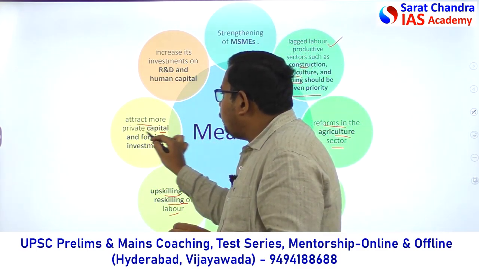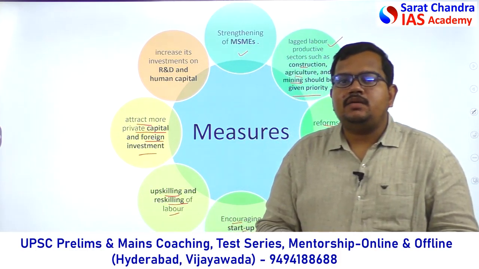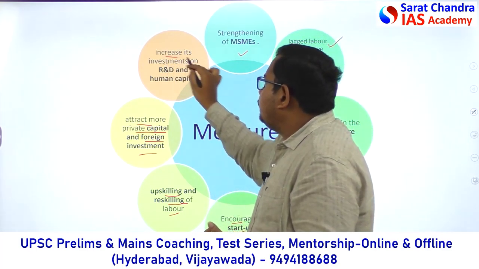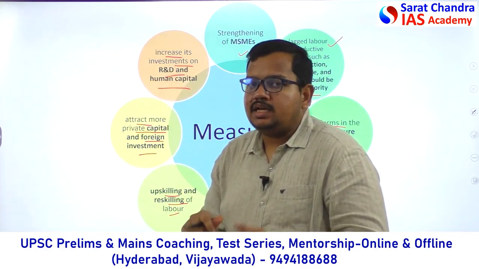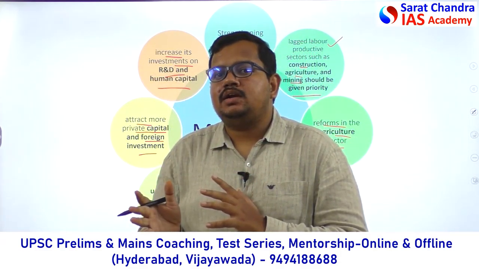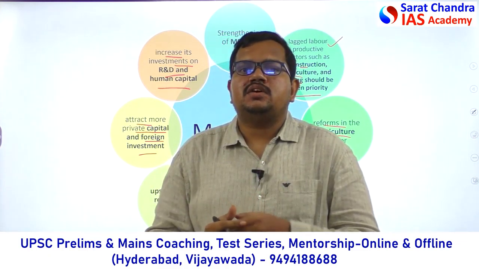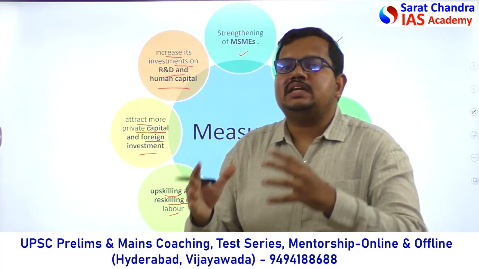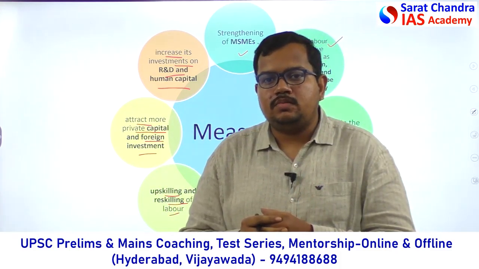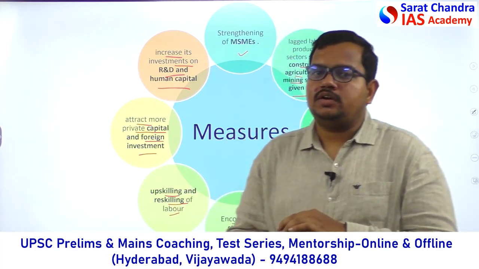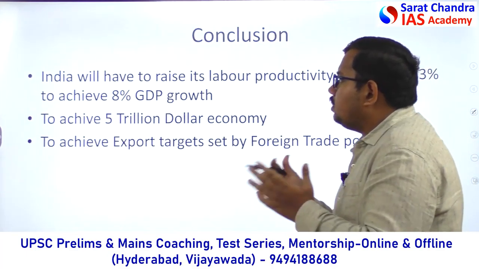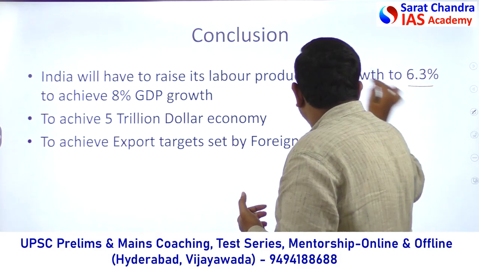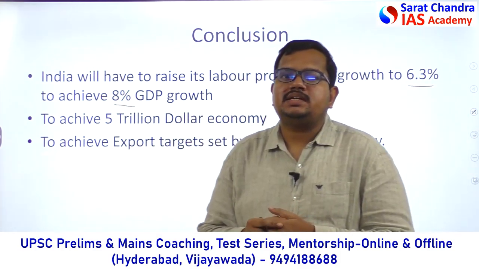And attract more private capital and foreign investment, so that more jobs are created and it will contribute to our economic growth in the form of more investment. And increase in the investment on R&D and human capital. As I have already told you, human capital is directly related to economic growth. So we need to increase the facilities of education, infrastructure, similarly health facilities. Only when all these facilities improve will it be a sustainable economic model without compromising the labor productivity. Now, in the conclusion, what you can write, as I have already told you in the starting, is that India will have to raise its labor productivity growth to 6.3% to achieve 8% GDP growth.